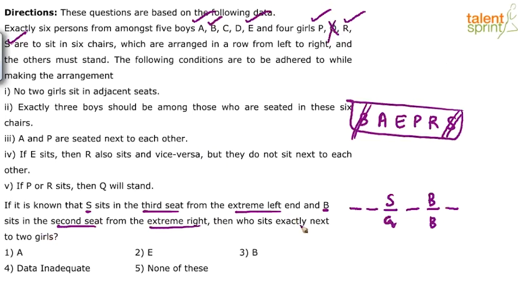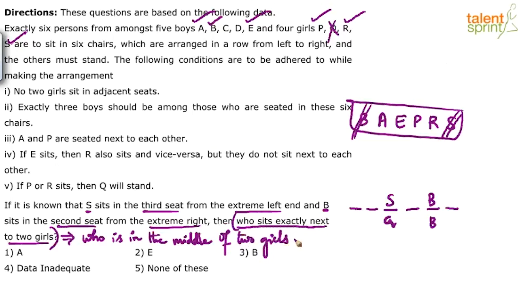A person sitting exactly next to 2 girls means the person is between the 2 girls. How can you sit exactly next to 2 persons? Only when you are in the middle of those 2 persons. You got to understand this phrase very clearly. You cannot be next to 2 persons otherwise. So the question is, who is in the middle of 2 girls?